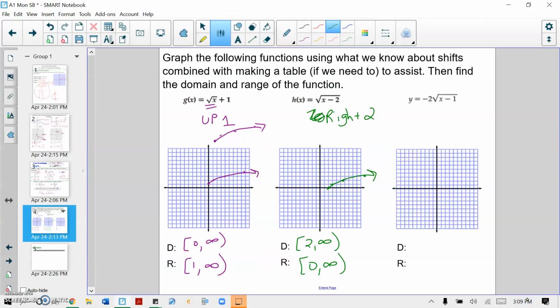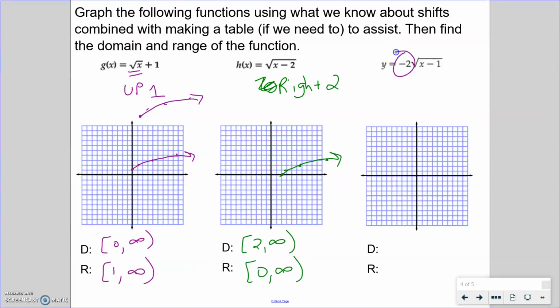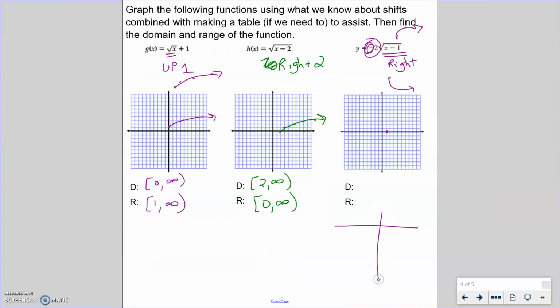All right, last one. First thing I notice is I see the -2 in the front, and I don't know what that does, but I do know this guy right here is going to move me right 1. So I'm going to start right 1, and because of the negative in the front, instead of being a shape up like this, it's going to be a shape down like that. But I don't know anything else about it. So I'm going to make a table real quick. Let's plug in 2. If I plug in 2, 2 minus 1 is 1. Square root of 1 is 1, and 1 times -2 is -2. So 2, -2 is my next point, okay?